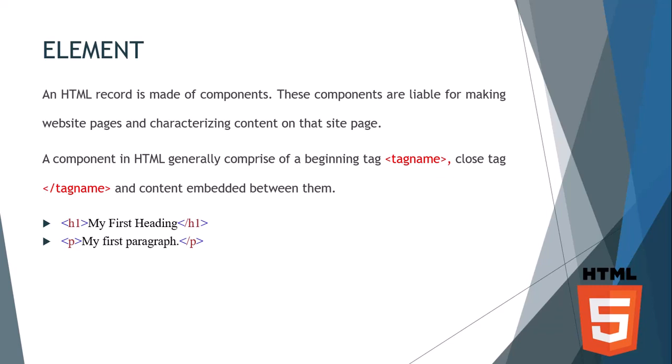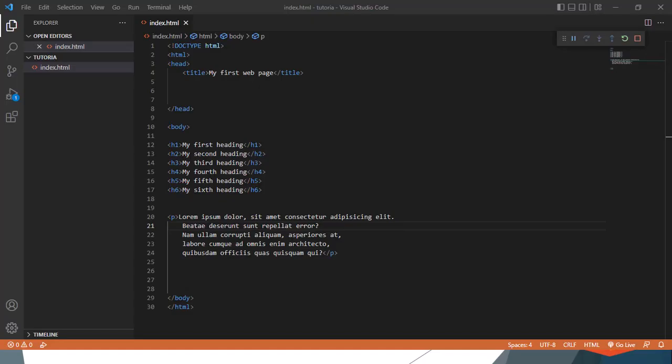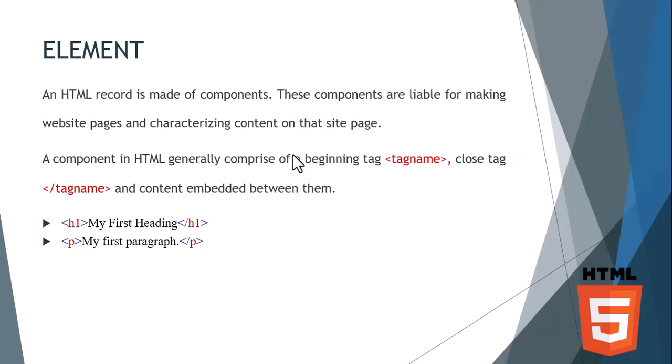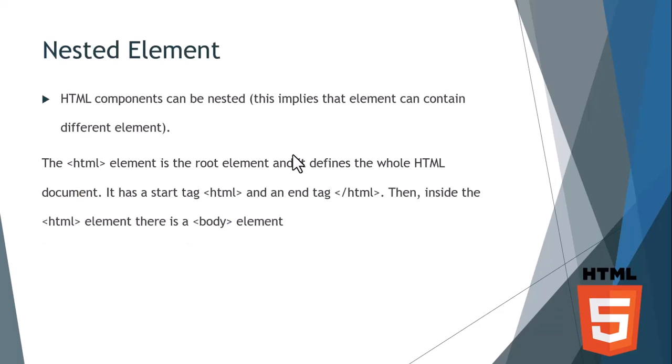You understand? So back to our editor. Now, all this H1 here, H1, H2, H3, H4, H5, H6, they are all called elements. Okay? So, having known that, we move to the next thing, which is the nested elements.